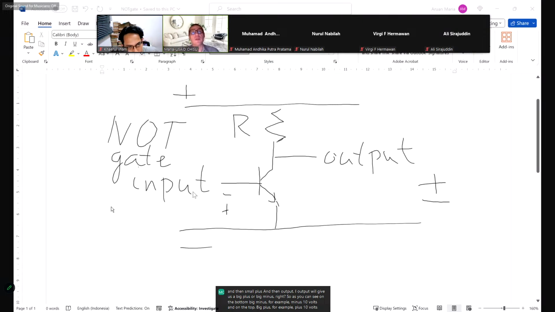And then if we input, let's say, negative 1 volt, very small potential, the transistor will be closed, so its resistance will be huge. So therefore, resistor R will have much smaller resistance, and we know that the current follows the path of the least resistance. So the big plus will flow through R resistor to the output. So the output will be big plus. If input is small minus, the output is big plus. Do you understand?